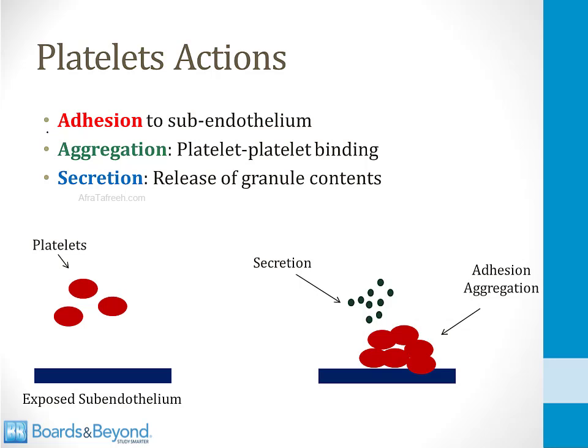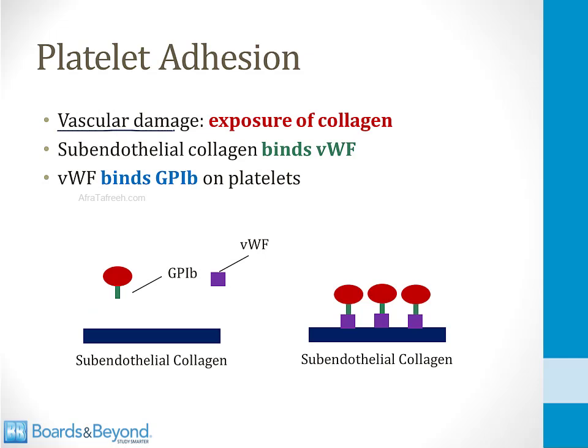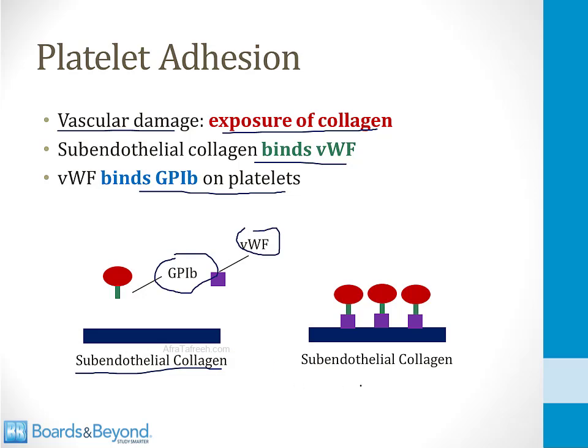So let's start by talking about platelet adhesion. When there is vascular damage, subendothelial collagen is exposed, and subendothelial collagen is capable of binding to von Willebrand factor. Once von Willebrand factor is bound to the subendothelial collagen, it can bind the GP1b receptor on platelets. So in this manner, subendothelial collagen that is exposed can bind to von Willebrand factor, which can then bind to the GP1b receptor, and as a result you get platelets that are adherent to the subendothelial collagen, and this is the first step in formation of a platelet plug.